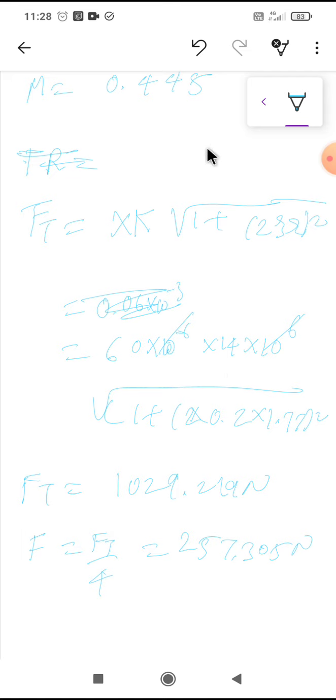So this is the main solution, 257.305 Newton. I hope you understood with this theory and this example more clearly how much force is being transmitted. Hope to see you in the next lecture with another topic of transmissibility. Thank you very much.